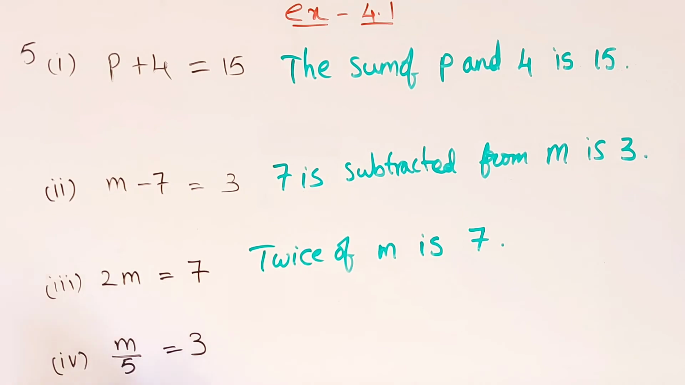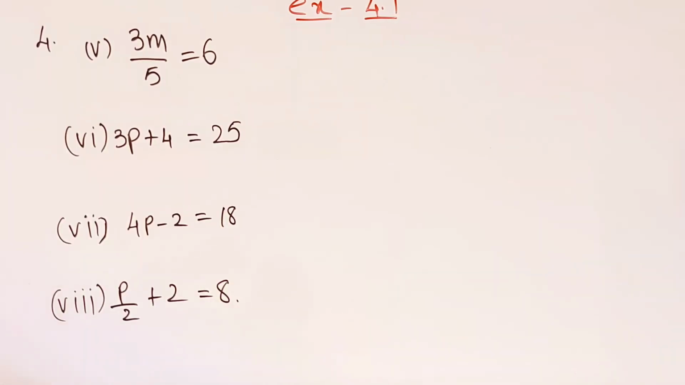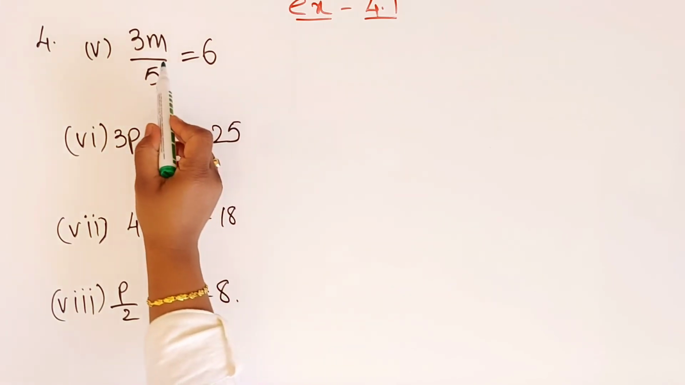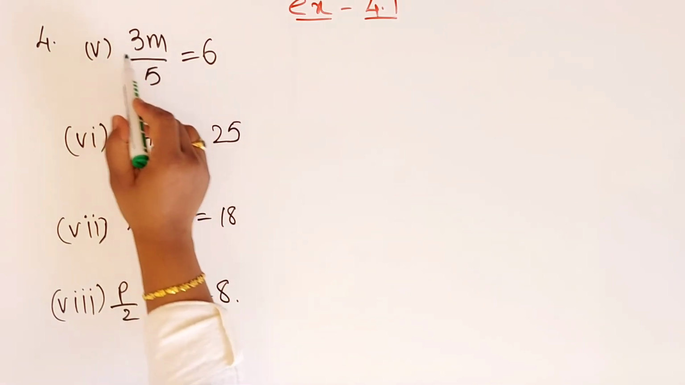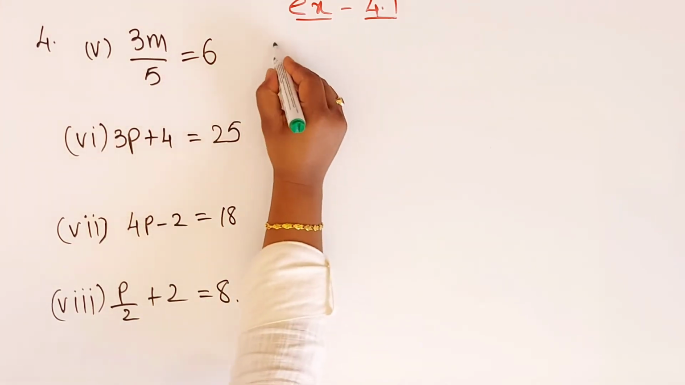Here 5 is dividing m, that gives you 3. Right children? So here we can write 1 by 5 of m or 1/5 of m is 3. One-fifth of m is 3. Fifth one, 3m by 5 equal to 6, children. Here m is multiplying 3 by 5. Right? So we can write 3/5 of m is 6.